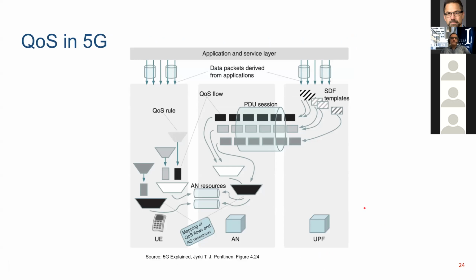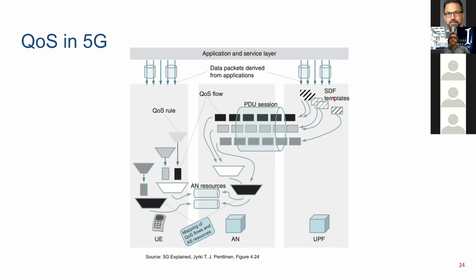QoS also changes in 5G because, again, we have the user plane and control plane separately. One thing I have to mention here is that when the user communicates with the network, they create the PDU session. In that PDU session, by default, we have one QoS flow. But of course, the mobile network operators can customize it and create multiple flow IDs, just like this diagram here.